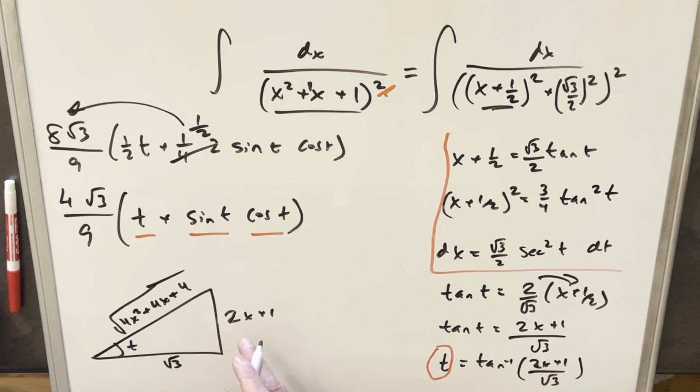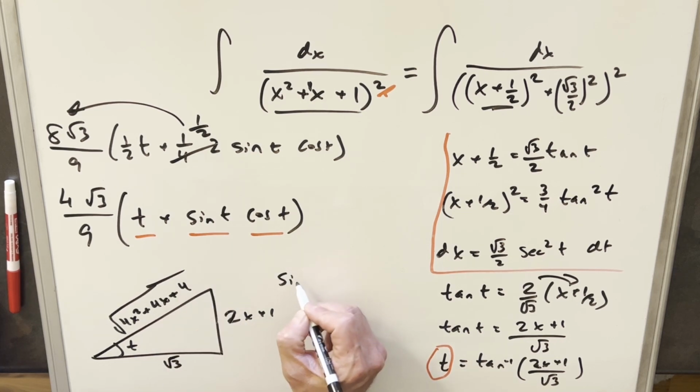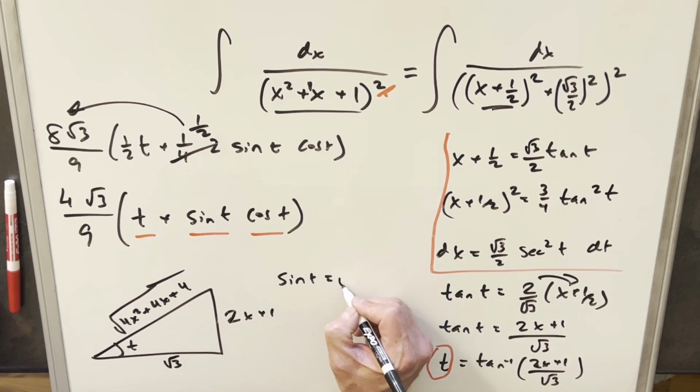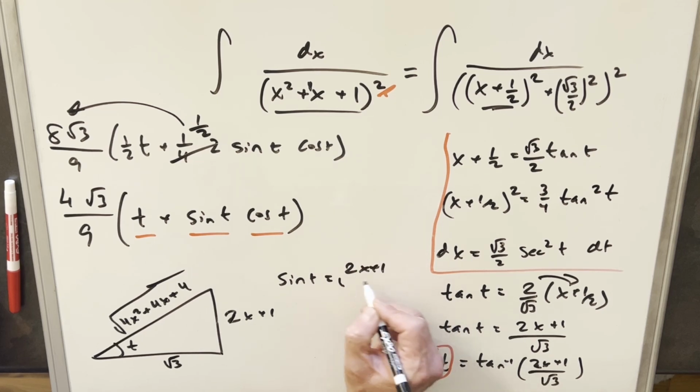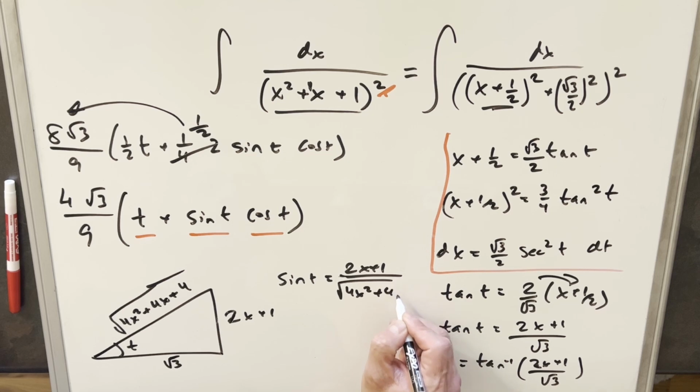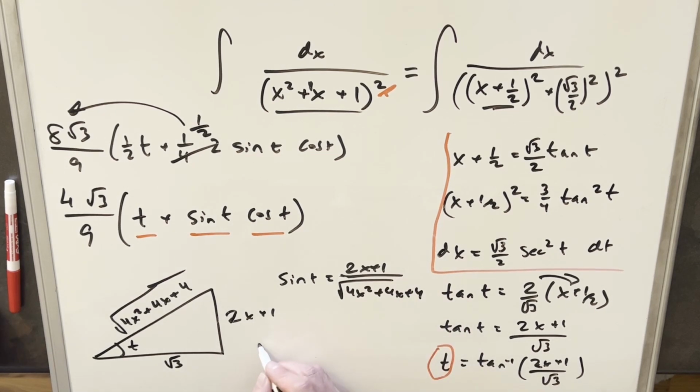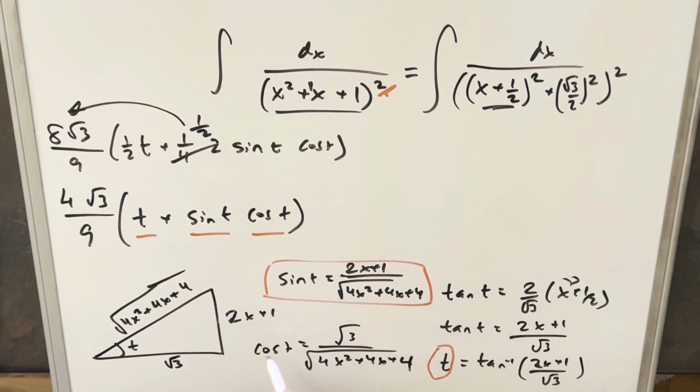So our sine t is going to be just opposite over hypotenuse, so we can write sine t as 2x plus 1 over the square root of 4x squared plus 4x plus 4. And then for cosine t, we want adjacent over hypotenuse, so adjacent is going to be square root of 3 over the square root of 4x squared plus 4x plus 4. And so with this value and this value, I think we have what we need to finish this off.